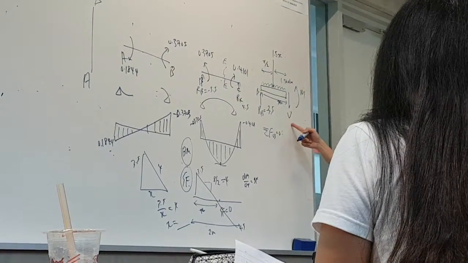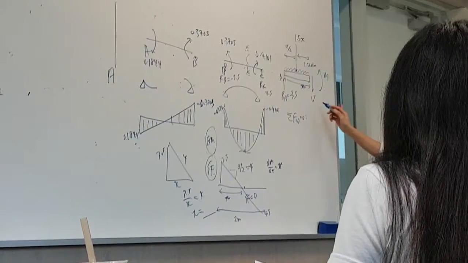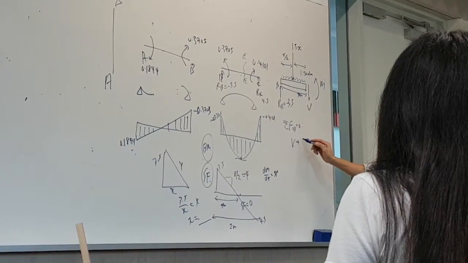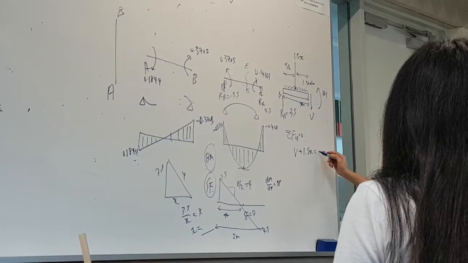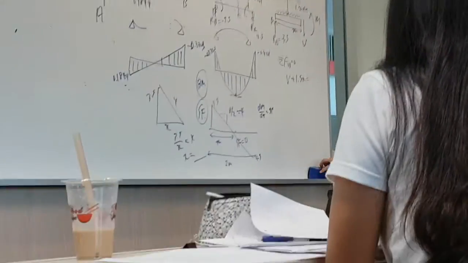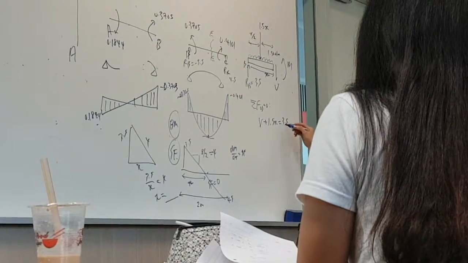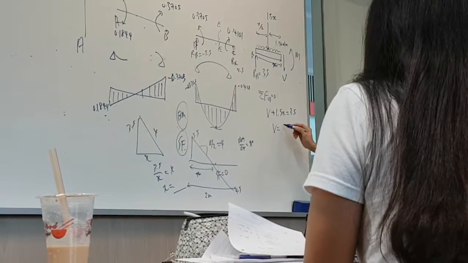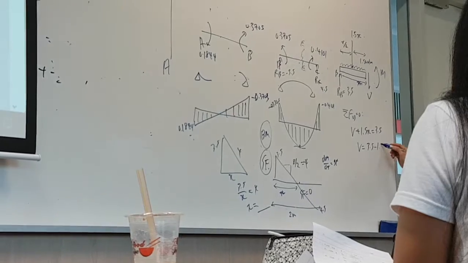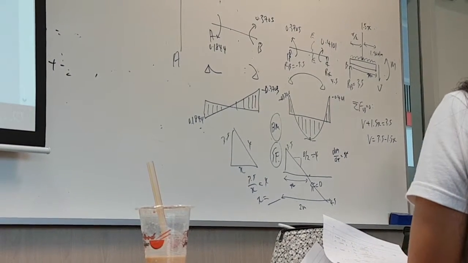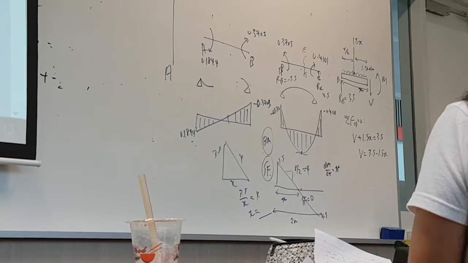So this is your V. What is your V going to be? Your V is a downward force, right? That is to say, V plus 1.5x equals, assuming this is equal to 3.5, right? So your V is equal to 3.5 minus 1.5x.